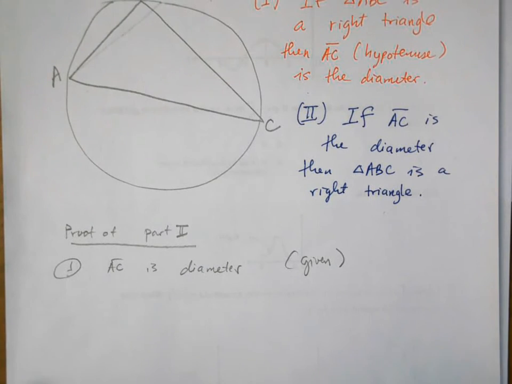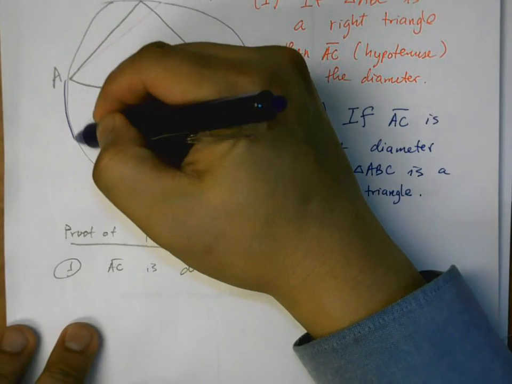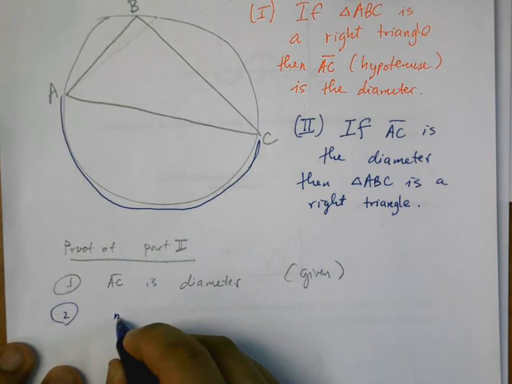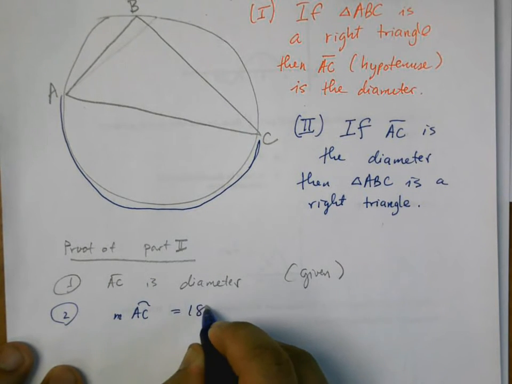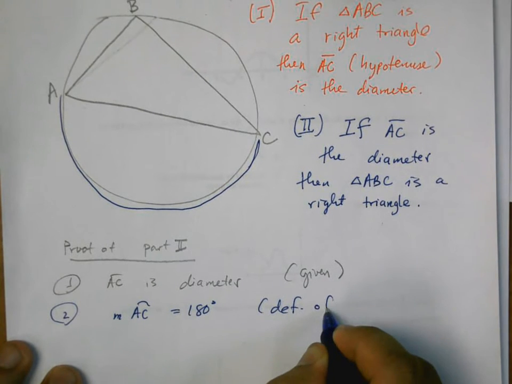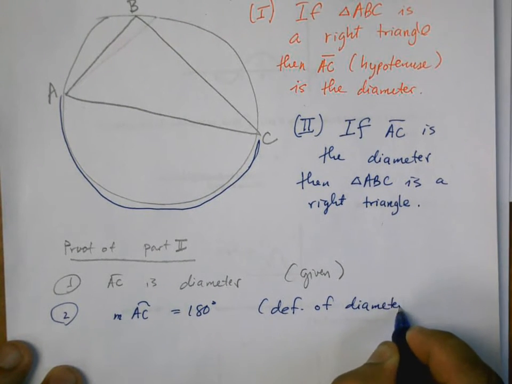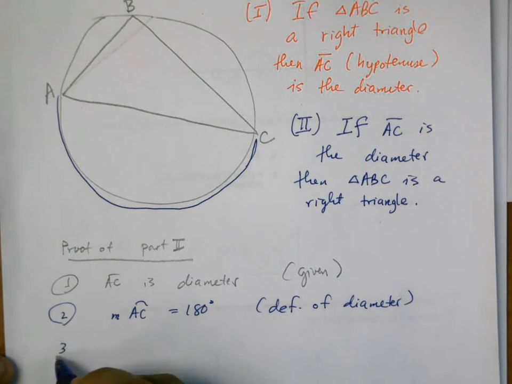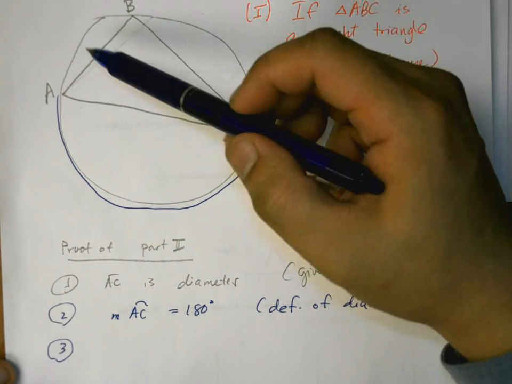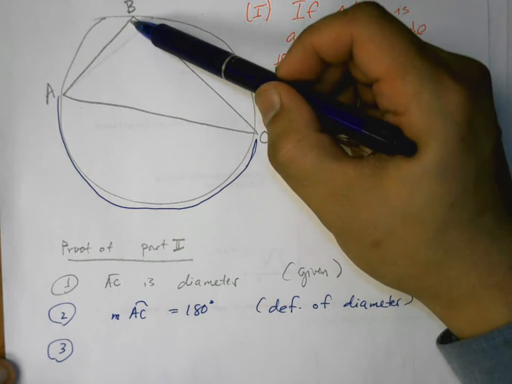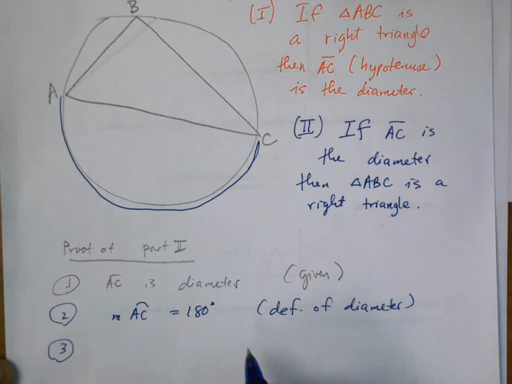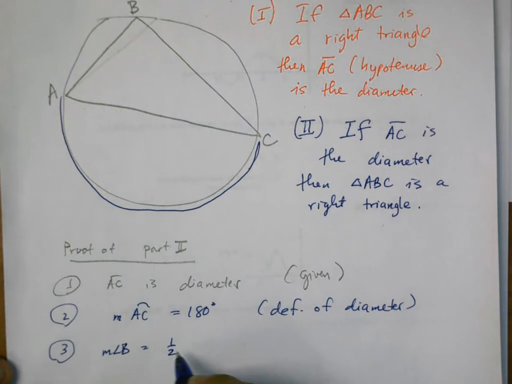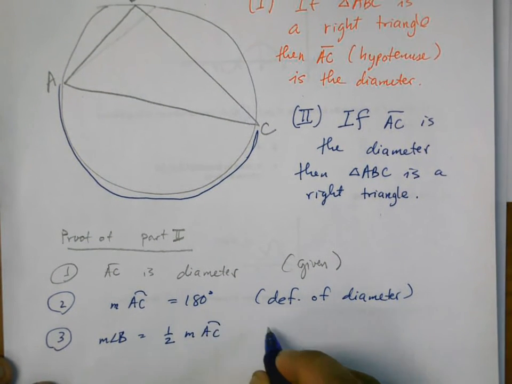Next, what I can say then is arc AC, this arc right here, is 180 degrees. So 2, the measure of arc AC is equal to 180 degrees, and this is just the definition of a diameter. Since you have a diameter here, then this arc must be 180 degrees. Well, now it's pretty simple. If you look at this picture, notice that angle B intercepts arc AC. Therefore, the measure of angle B is equal to 1/2 the measure of arc AC.